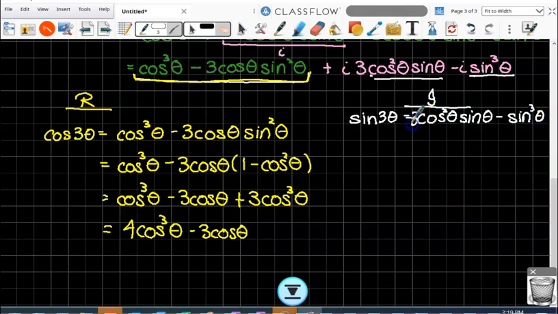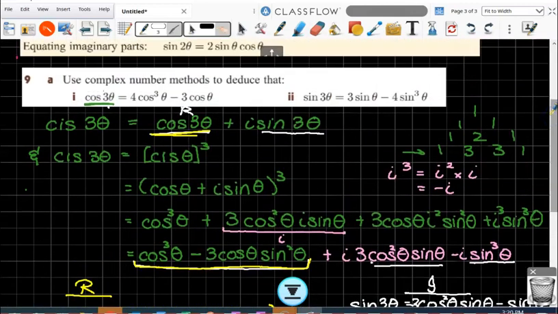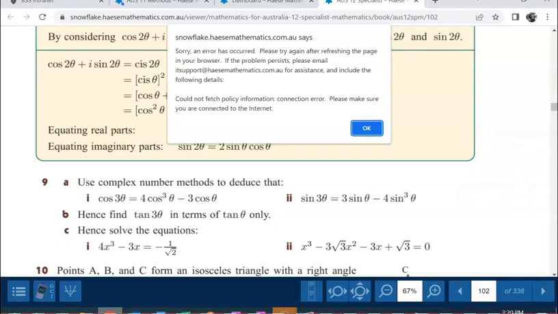There's a 3 in front of the cos. Thanks, Dylan. Right? Once again, if I can compare what they wanted in part B, there was no cos. So replace our cos squared with 1 take sine squared. Expand, gather your like terms. It should pan out. But, oops, now, hence find tan 3 theta.